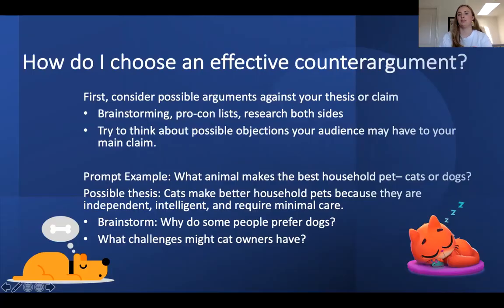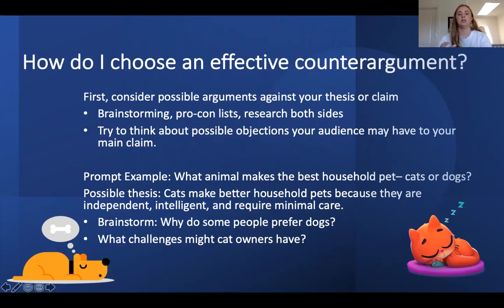So, how do you choose an effective counterargument? First, consider possible arguments against your thesis or claim. This can occur during brainstorming or using pro con lists. If it's a really hotly debated issue, sometimes you can research both sides and get a really good understanding of what proponents and opponents of your idea say. Try to think about possible objections your audience might have to your main claim.